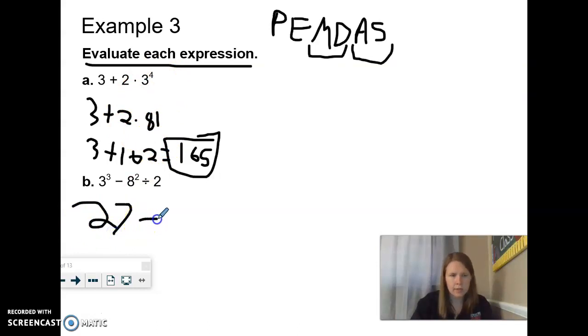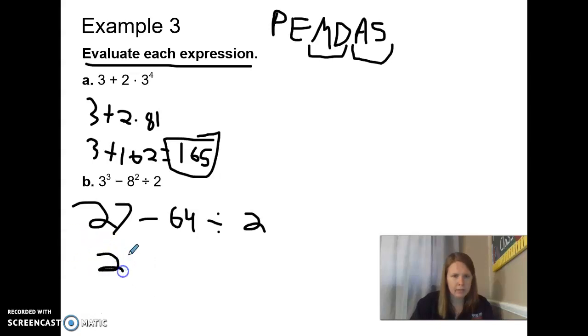Ooh, that's kind of large. Then I have 8 to the second. 8 to the second is 64. Again, I can't just plug this all in a calculator and expect it to do it correctly. And then it's divided by 2. So I'm left with addition and I'm left with division. Remember, I want to start with my division here. So I'm going to take 64 divided by 2.